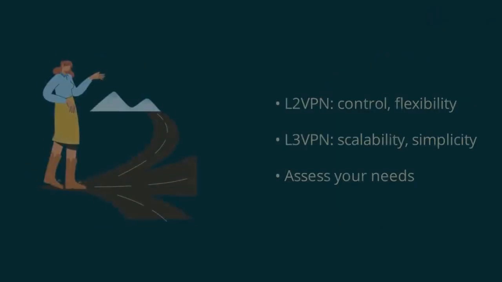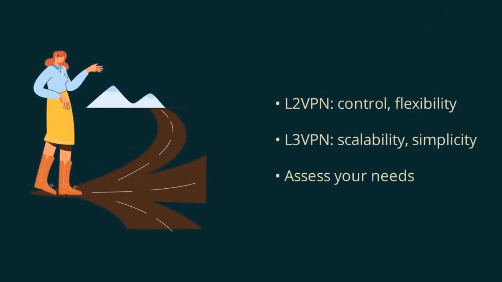Deciding between L2VPN and L3VPN depends on your organization's requirements. If you need maximum control over your internal routing and protocol flexibility, L2VPN is the way to go. If you prefer simplified management, scalability, and are comfortable with the provider handling routing, L3VPN is likely the better fit. Consider your current infrastructure, future growth, and any legacy protocols in use before making a choice.